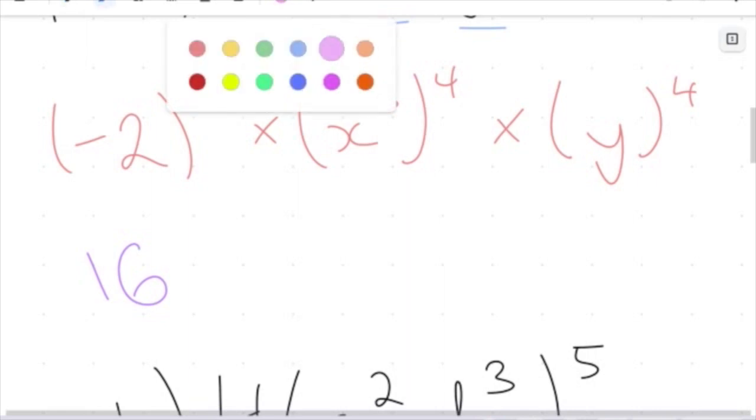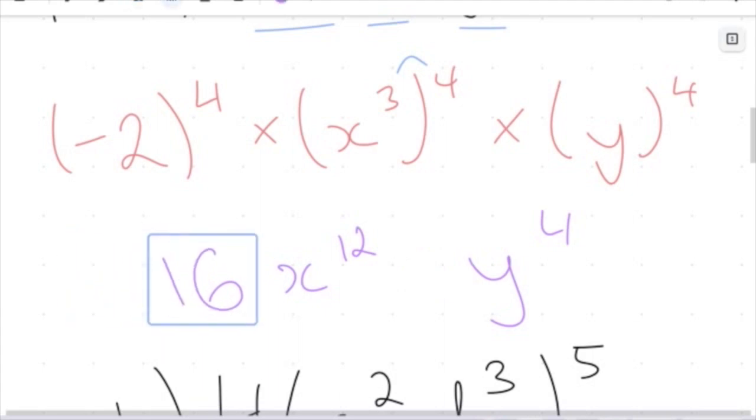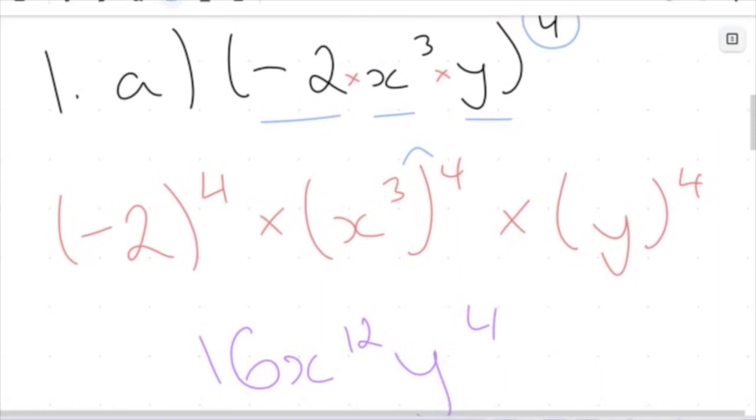Now here we have the power of a power. So I'm taking x to the power of 3, raising that whole thing to the power of 4. If you remember, with the power of a power rule, these powers get multiplied together. So that's going to give me 16 multiplied by x to the power of 3 times 4, which gives me 12, multiplied by y to the power of 4. And because these are multiplied, in algebra we can write this in shorthand by just putting these all next to one another. And this implies a multiplication is happening. It's just a shorthand.